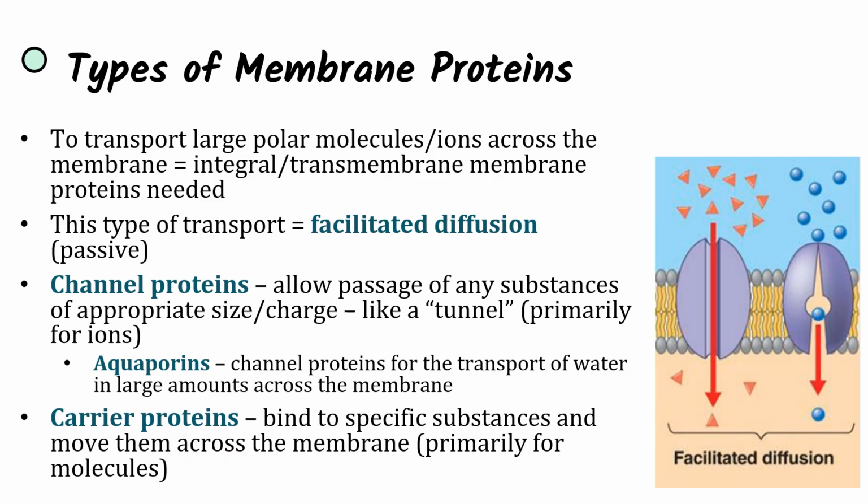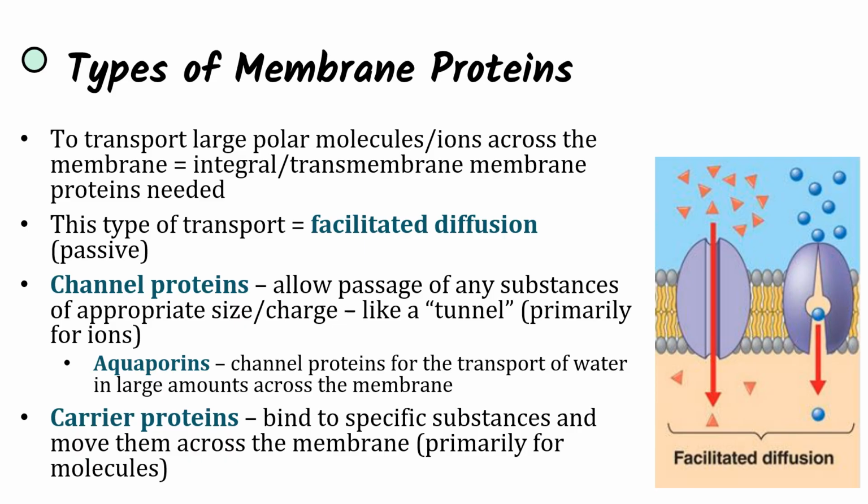So as we've established in previous lessons, to transport large polar molecules or charged ions across the plasma membrane, you need integral or transmembrane membrane proteins, basically those that go through the entire membrane. And this type of transport is known as facilitated diffusion. It's also a form of passive transport. So basically, we're using membrane proteins to be able to transport polar molecules and large molecules across the membrane because, of course, large molecules can't fit through the gaps in the phospholipids and charged molecules are repelled by the phospholipid heads, the hydrophilic heads. So they require these proteins.